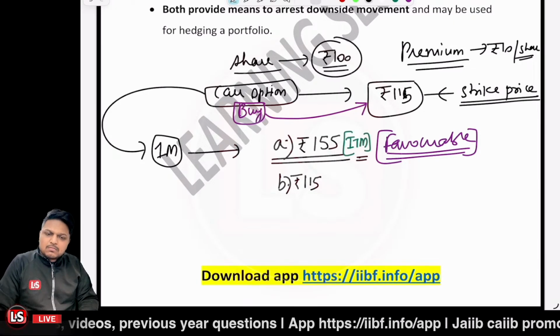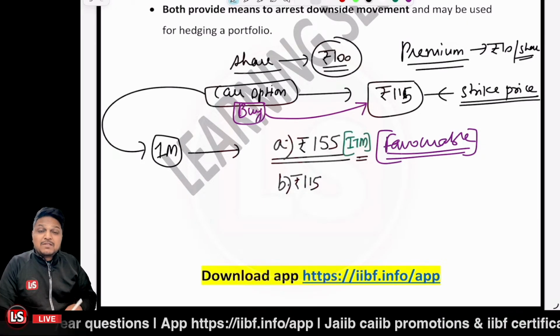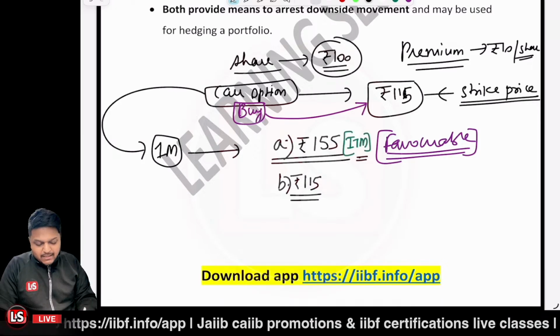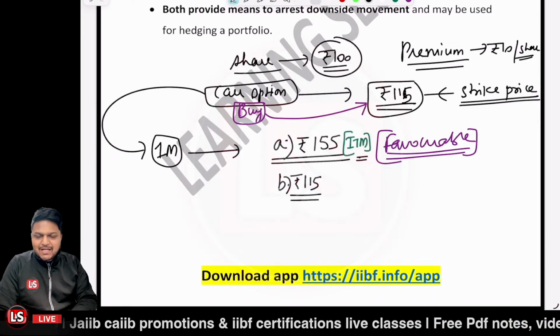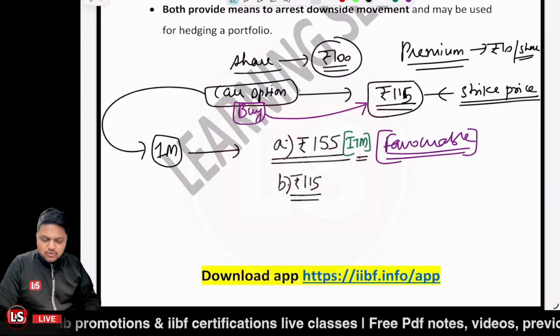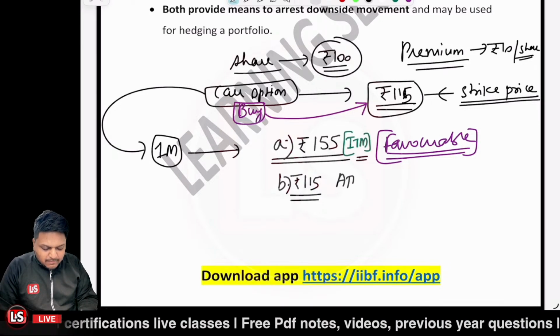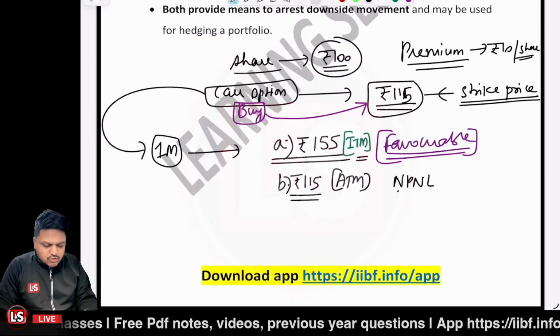So we'll say it's a no profit, no loss situation because I can also purchase at the same price from the market. The market price is also 115 and the strike price is also 115. So I can buy it from the option writer and I can buy it in the market also. So no difference to me. So it will be the case of ATM, that is at the money. We can say this is a no profit, no loss situation.